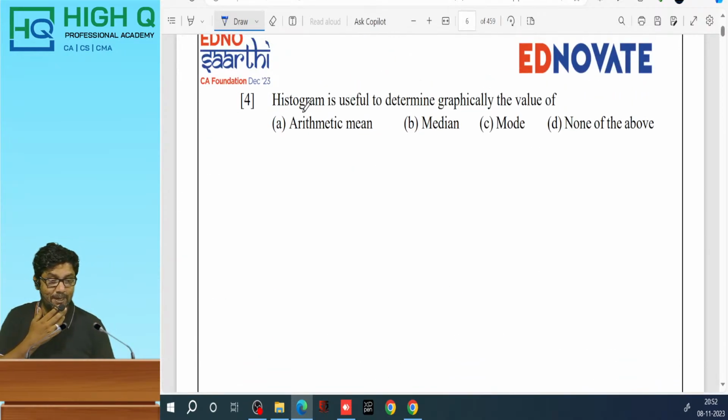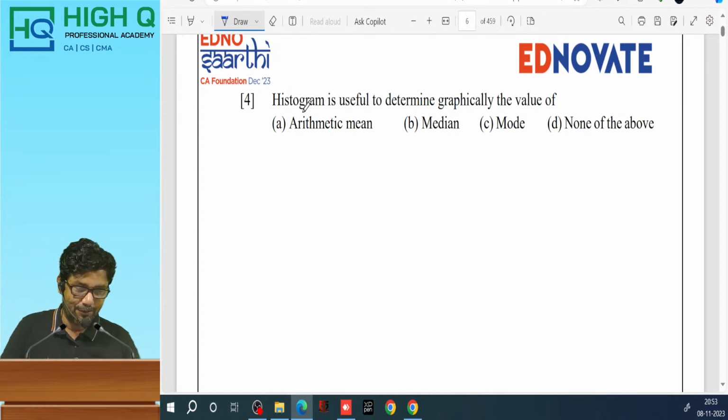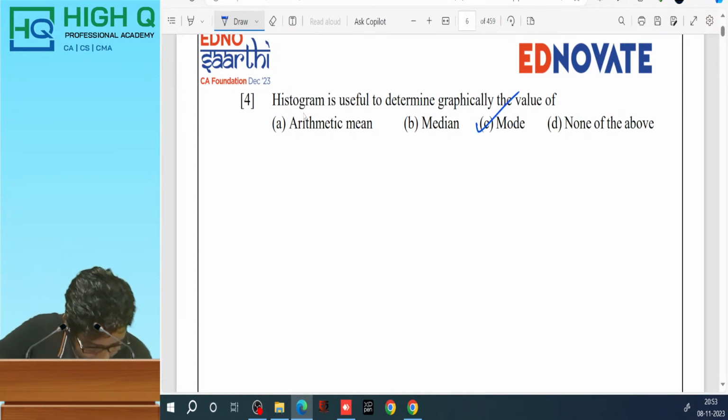Histogram is useful to determine graphically the value of what? Now give me the answer. I gave this also. Tell me, my dear. Histogram is useful to determine graphically the value of what? Chota Bhim, okay. Yes, Amrita. Praveen, right. Others, start giving me the answer. Yes, Varsha. Others. Yes, Atulya. Very good. Yes, Infinite Love. Akhilesh, yes. Wow, fantastic. Everyone gave me the right answer? Yes, sir.